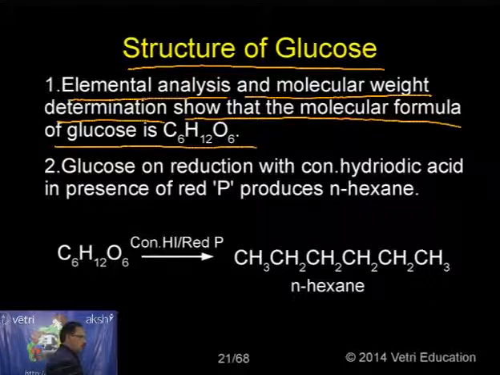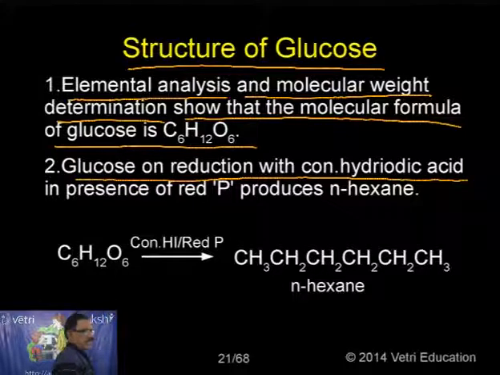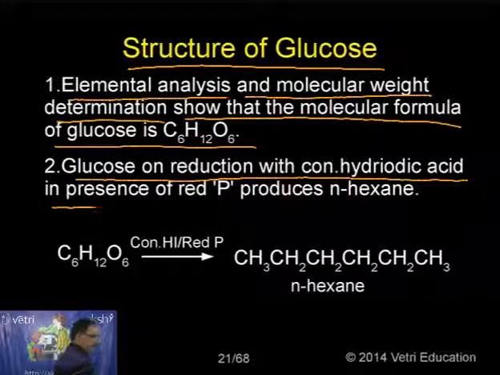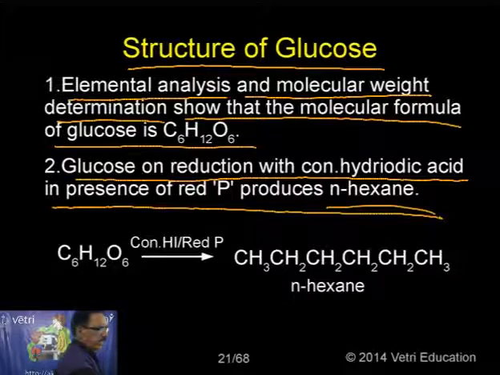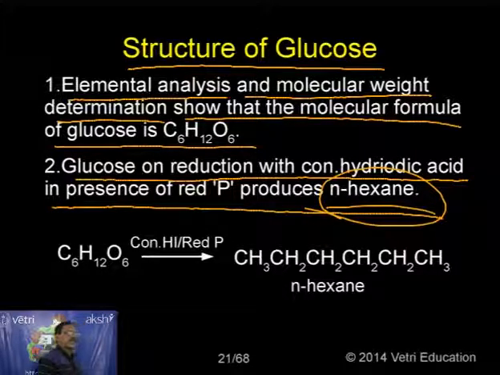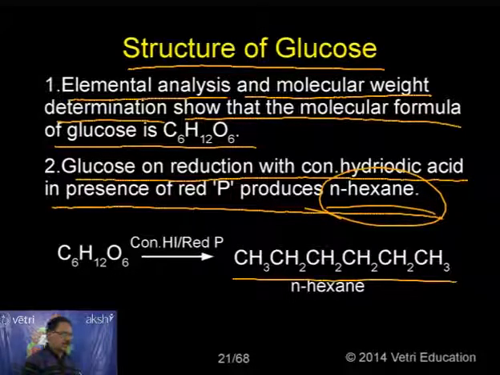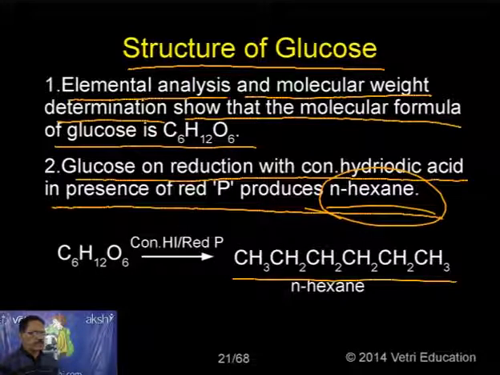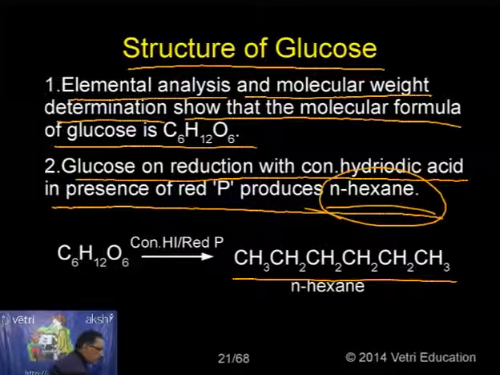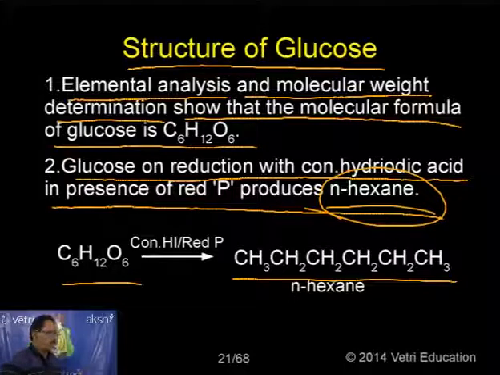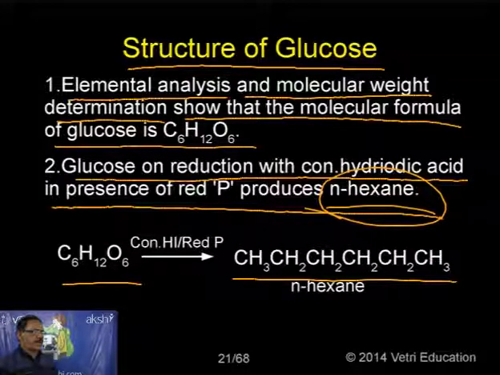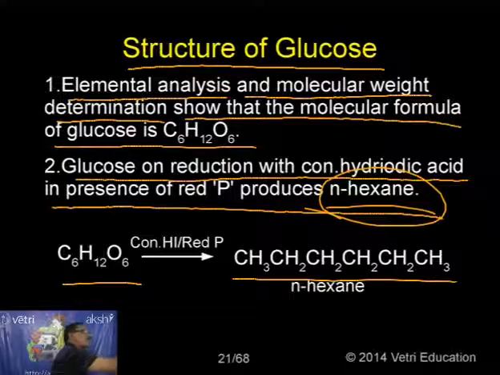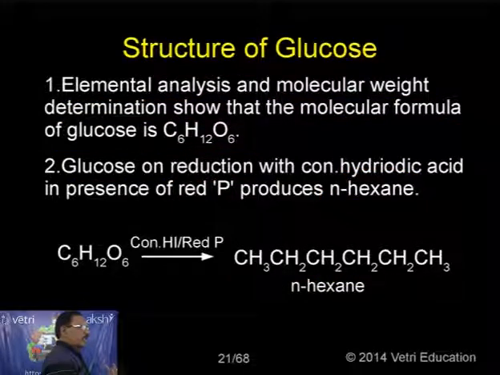Step 2. Glucose on reduction with concentrated HI, hydroiodic acid, in presence of red phosphorus produces n-hexane. The molecular formula is given already: CH3, CH2, CH2, CH2, CH2, CH3. So n-hexane is coming from glucose, on treatment with concentrated HI in presence of red phosphorus. This is the most important information. So what do we get as the conclusion from this reaction?